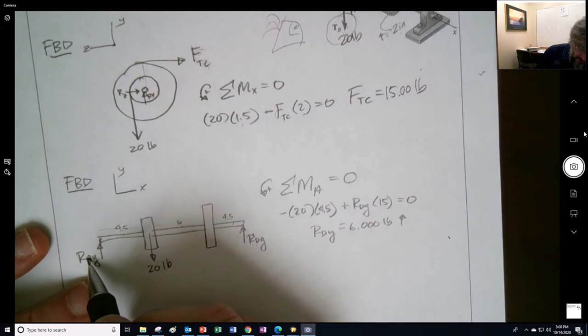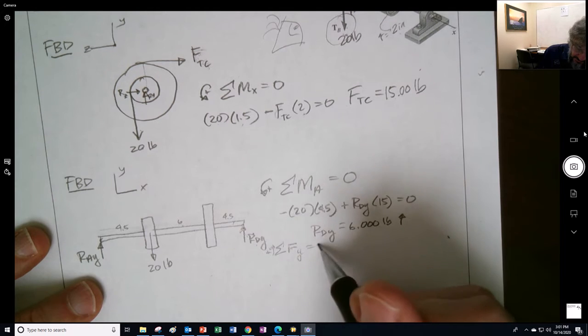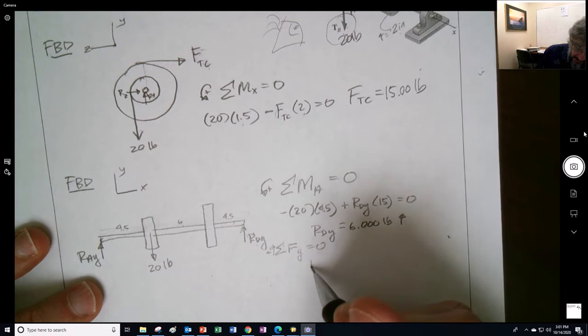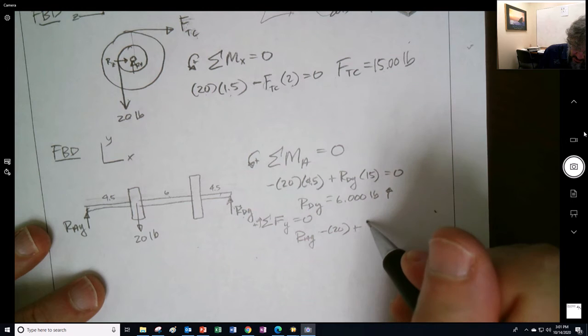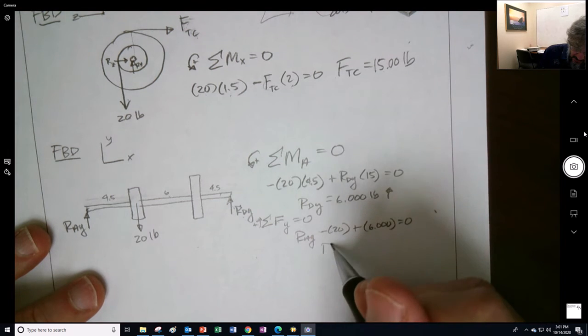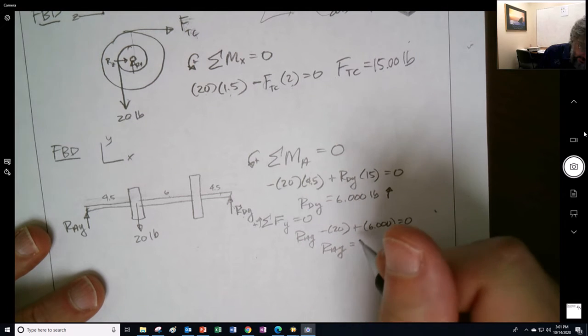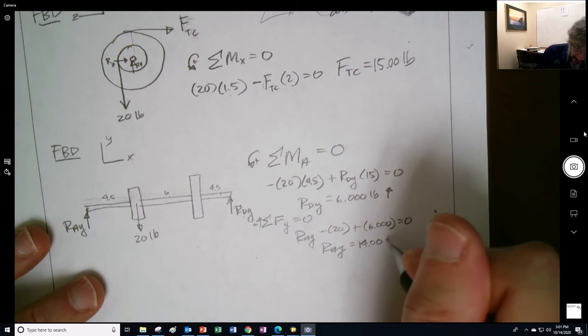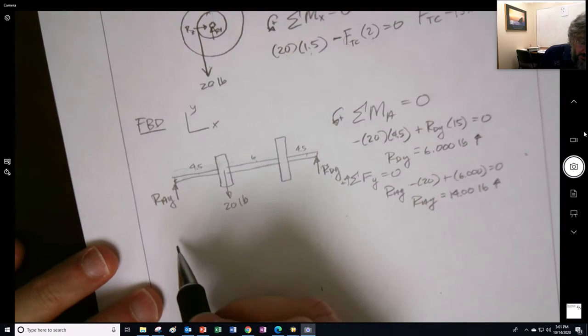And we want to find out what the other one is, so we just take the sum of the forces in the y direction, upwards positive, and we say RAY minus 20 and then plus 6 equals 0, and therefore RAY is equal to 14. Could even do that in our heads, right? That 14 is up. Now I want to do an FBD here.